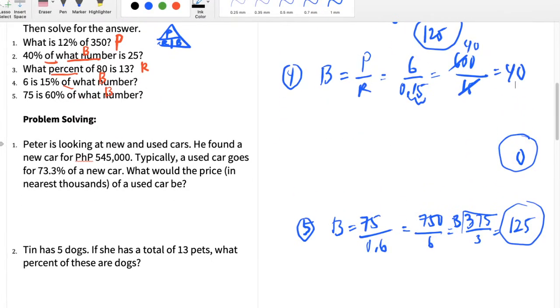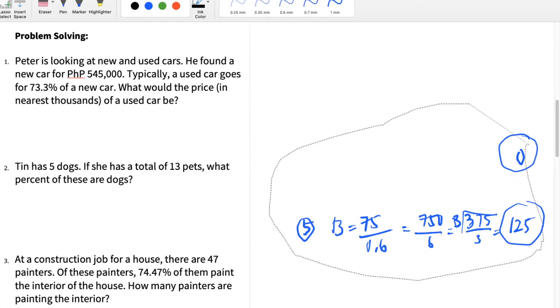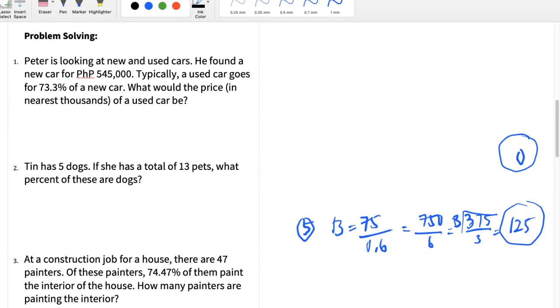Okay. So, let's go here. Problem solving. Number 1, Peter is looking at new and used cars. He found a new car for 545,000. Typically, a used car goes for 73.3% of a new car. What would the price of a used car be?